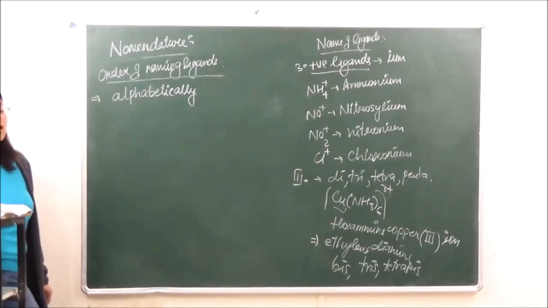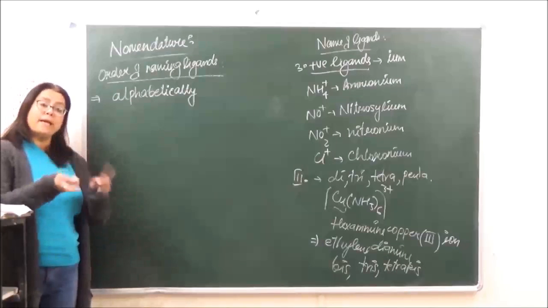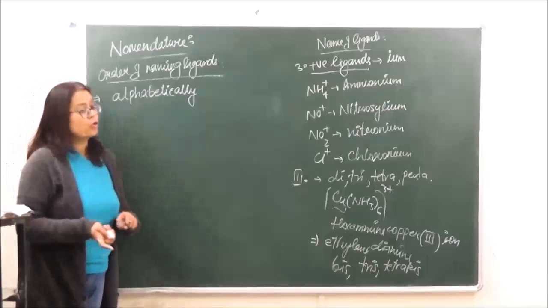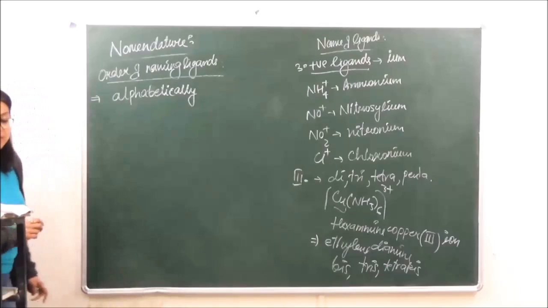जैसे अगर अमीन और नाइट्रो प्रेजेंट है तो आप पहले अमीन को नेम करोगे और फिर नाइट्रो। अगर अमीन और क्लोरीडो प्रेजेंट है तो आप पहले अमीन को नेम करोगे और फिर क्लोरीडो को। Is it clear? So alphabetically we are going to give the name.